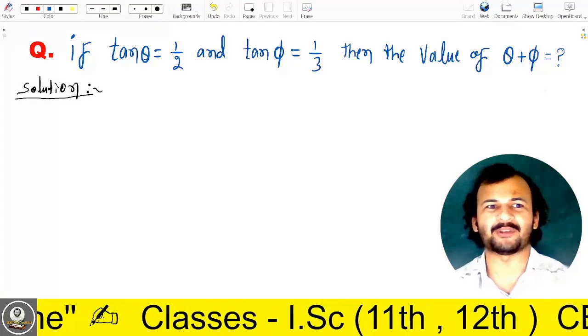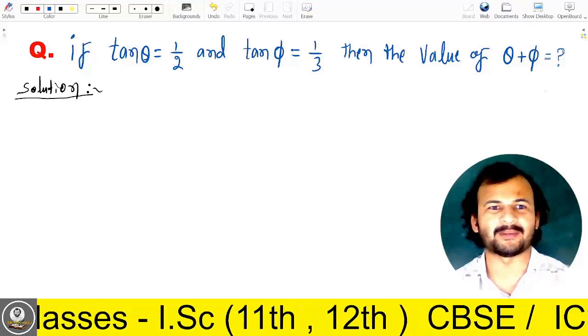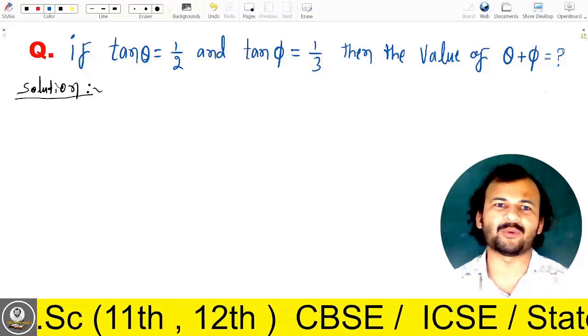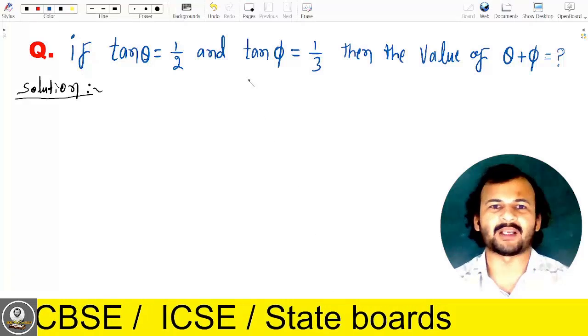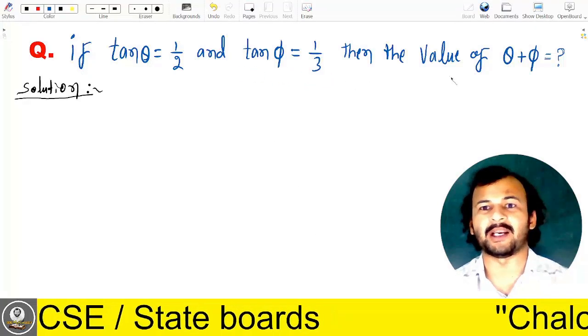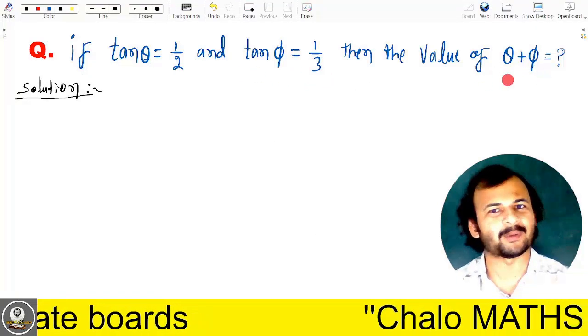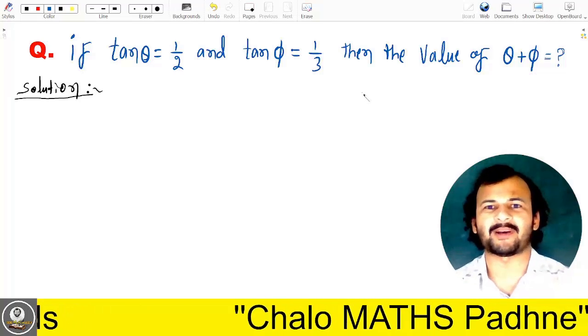Dear students, we have a question, and in this question it is given that tan theta is equal to 1 by 2 and tan phi is equal to 1 by 3, right? And we have to find the value of theta plus phi, right? How can we find it?